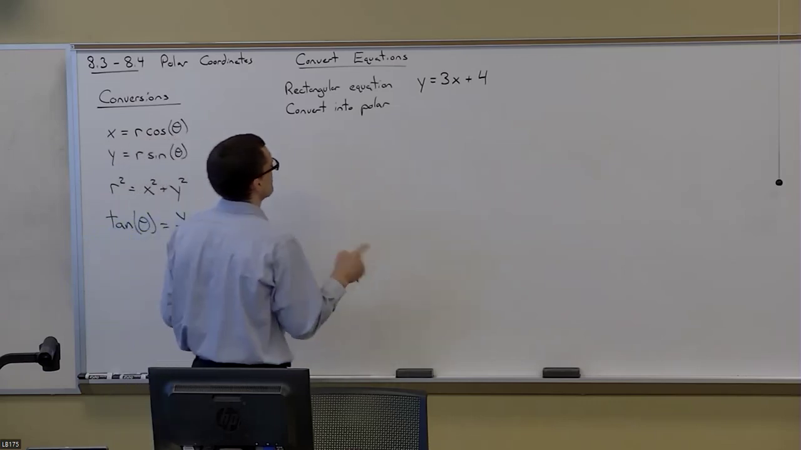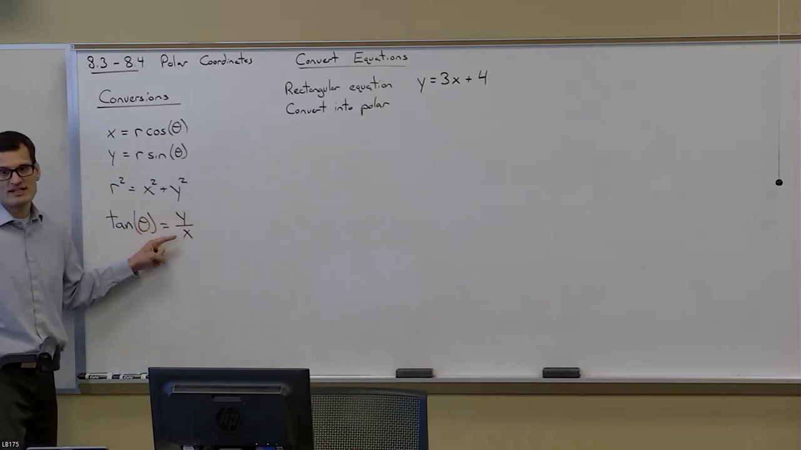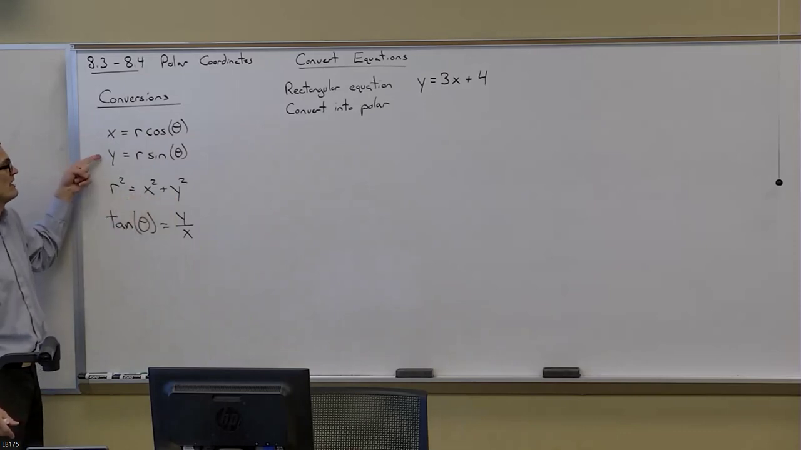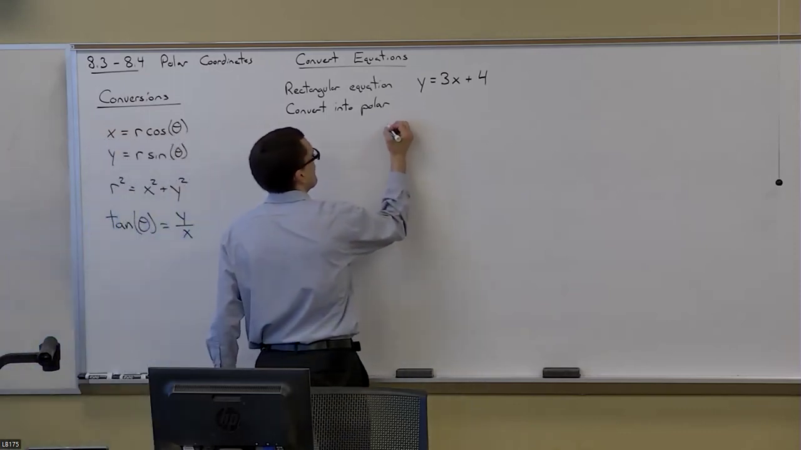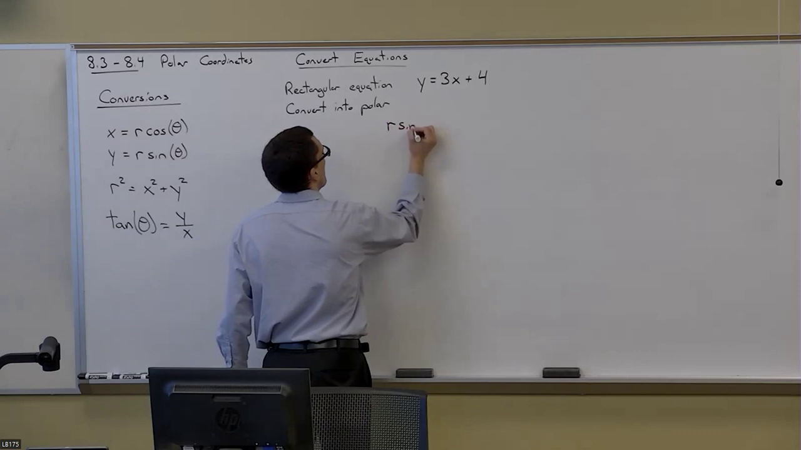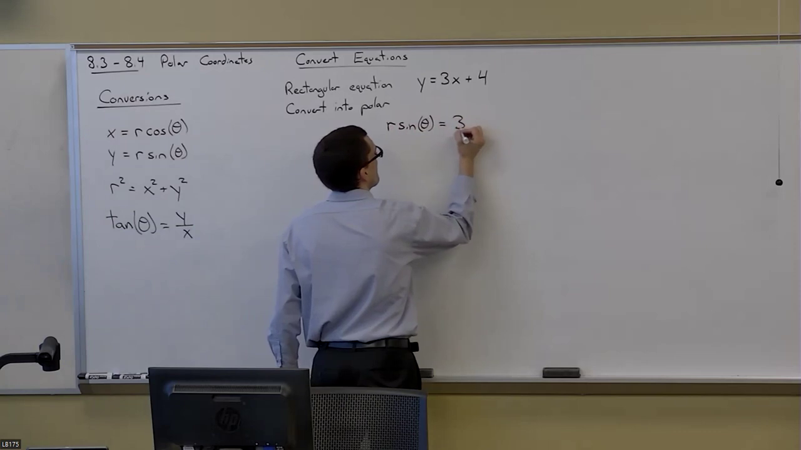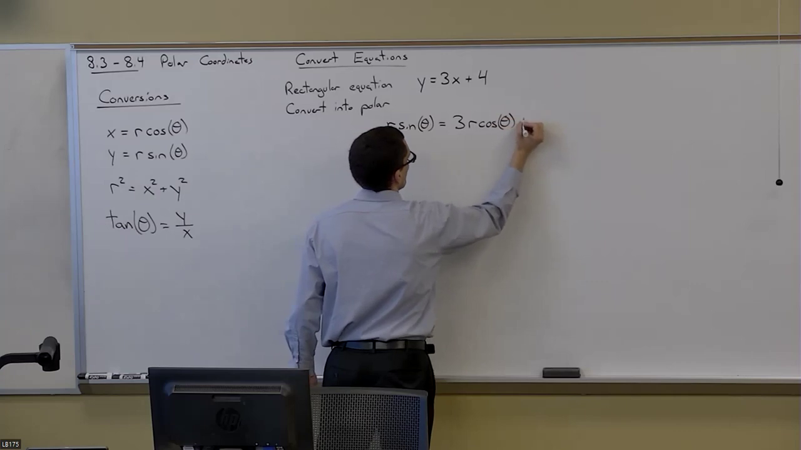All right, so let's convert to polar. Now, there's no y over x here that I can easily get. There's no x squared plus y squared. So I'm basically forced into replacing every x I see with r cosine theta and every y I see with r sine theta. So when I convert to polar, r sine theta replaces the y, and r cosine theta replaces the x.